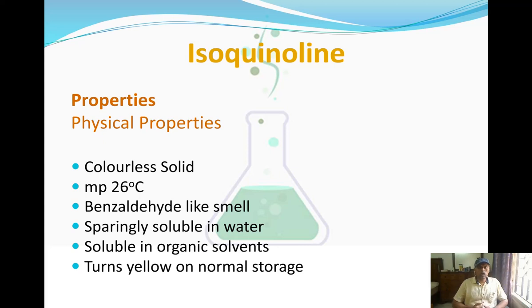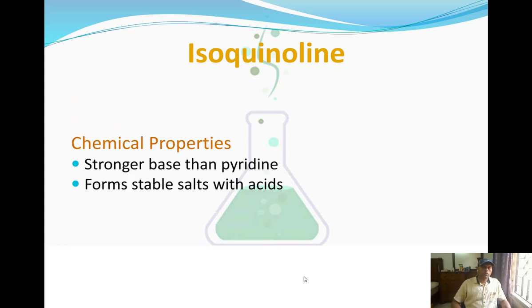It is sparingly soluble in water, and it's soluble in organic solvents like alcohol, ether, and chloroform. It turns yellow on normal storage. It is actually a colorless solid, but it can turn yellow under normal conditions, in the sense at room temperature. In chemical properties, it's a stronger base than pyridine. It forms a stable salt with acids like other heterocyclic compounds.